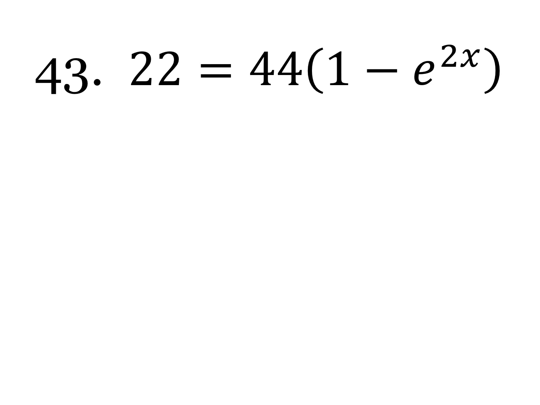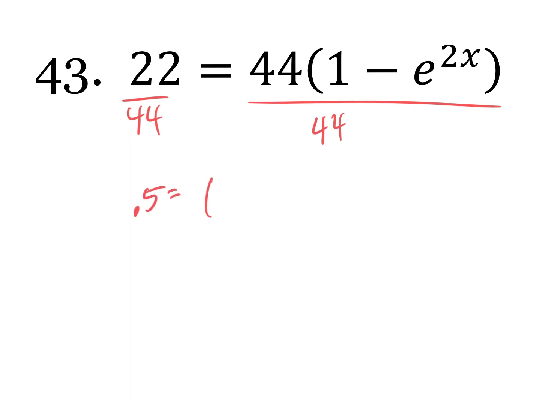All right, let's try 43. What do we think first? 1/2 is 1 minus e to the 2x. And actually, I don't even need that parenthesis because it's not being multiplied by anything. Then what do you want to do? Yeah, minus that 1 first. Then I'd have negative a half.